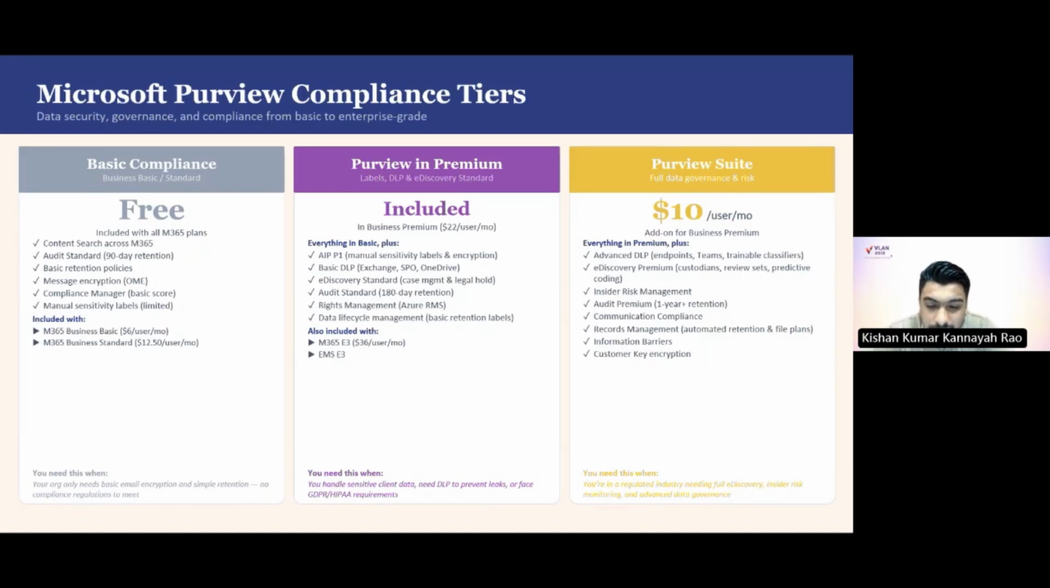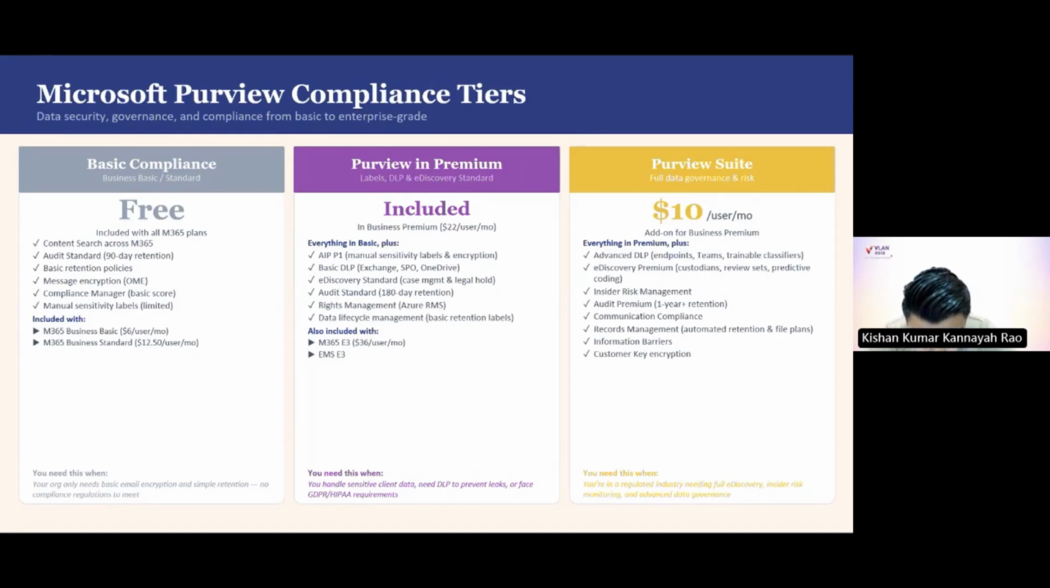But before you go there, I would suggest just going for Business Premium. Just imagine you are on Business Standard, and then suddenly you buy Purview Suite: $10 plus $10 is $20. But if you add $2 more, which is $22, you get everything in Business Premium, whatever we saw all the while, all the plan one things, including Purview in premium as well. So that's how you can be smart in managing your costs.